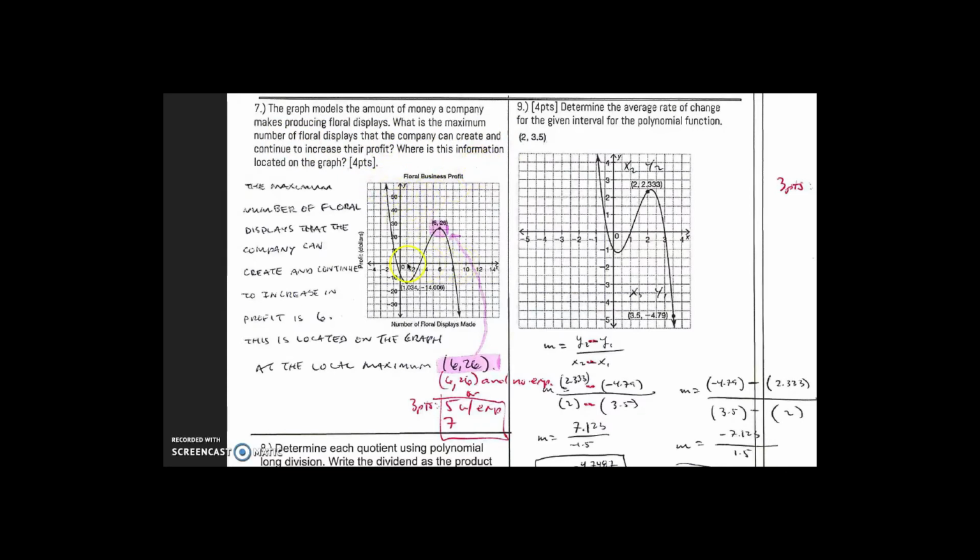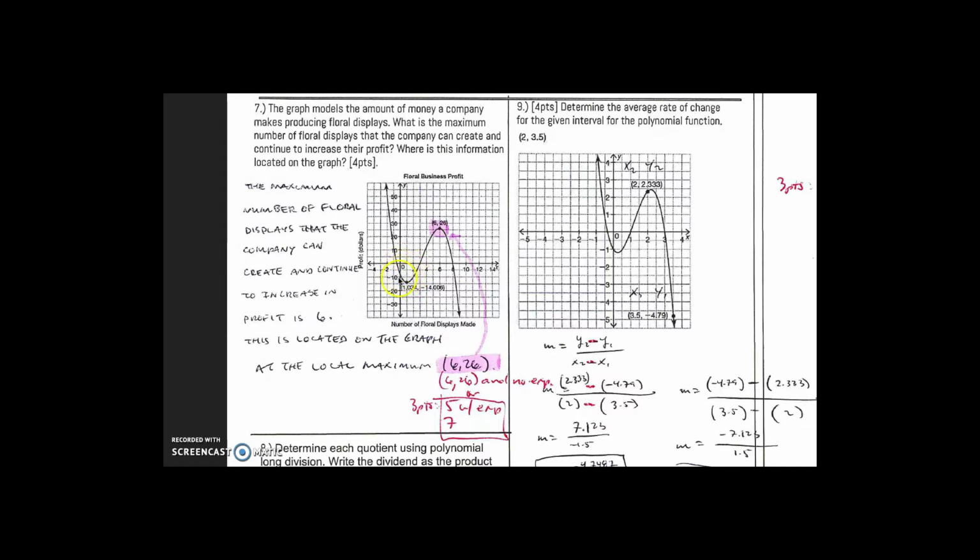So here, my x-axis is the number of floral displays made. So number of displays, number of flowers. Now think about it. You can't have negative flower displays. And this is a graph. It has its title, Floral Business Profits. And the y-axis right here is profits measured in dollars. So if you think about my graph, this is negative flower displays. That doesn't make sense. And then here, when I'm actually making displays, I have negative profit. So anything below the x-axis is negative profit.